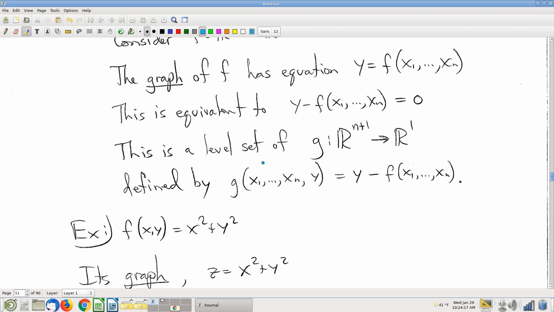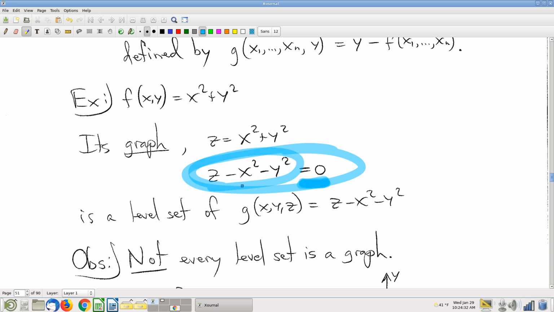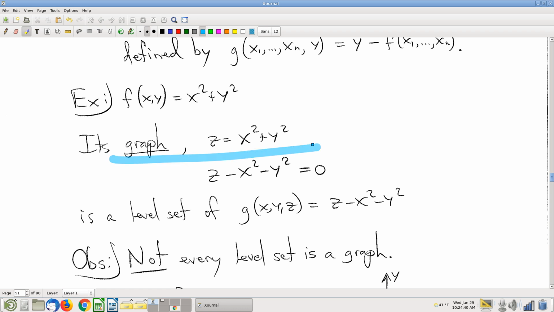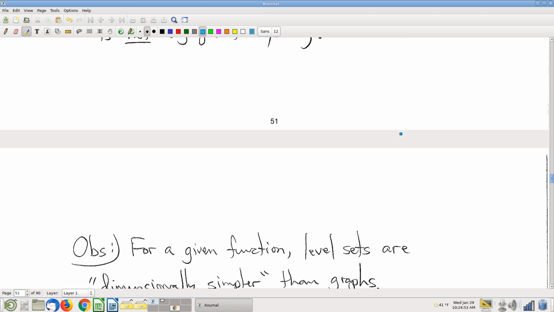Here's the broad idea, and here's a specific idea. If you want to understand this graph, reinterpret it as a level set. And here, look, it is. It is literally a level set of this new function. And the calculus of level sets of this function will help you understand this graph of that function. Okay. It doesn't go the other way around, though. Not every level set's a graph. Again, we failed the vertical line test. Easy example. So this is a win for level sets. That's where we left off last time.